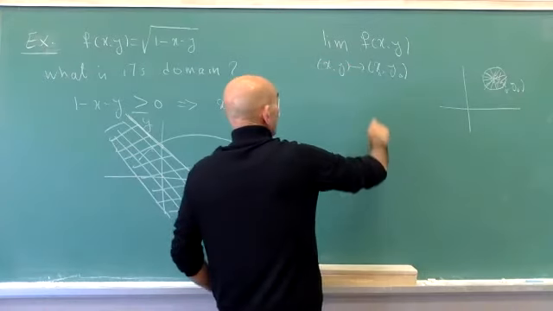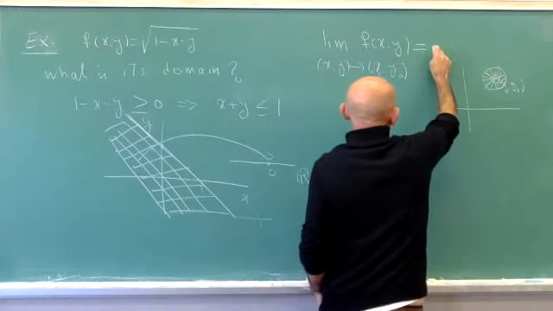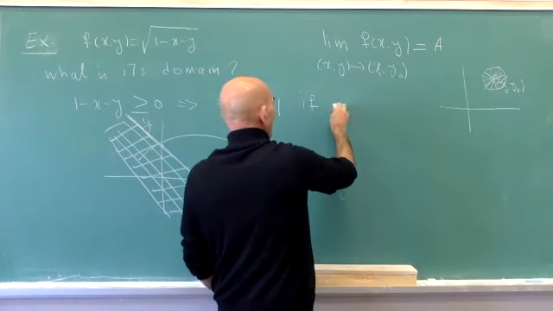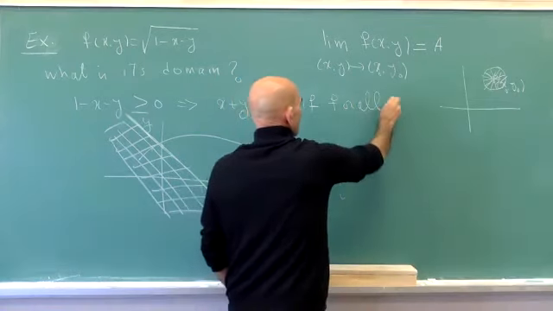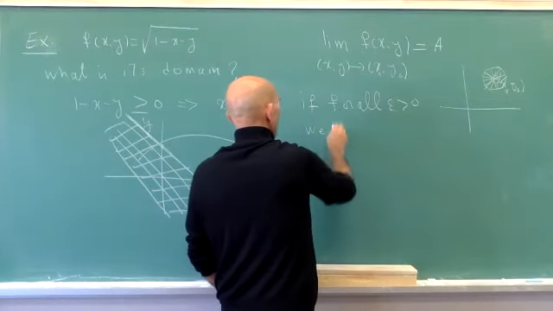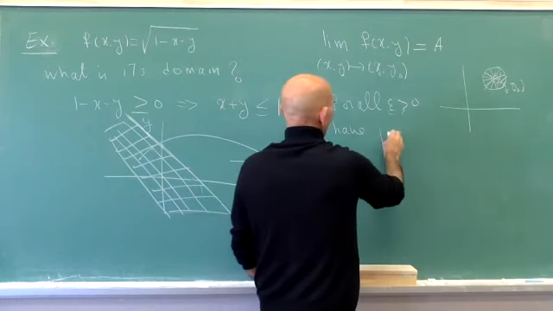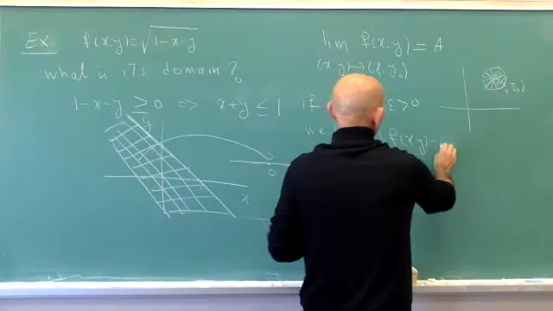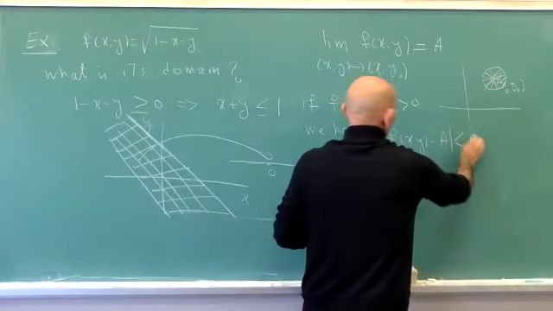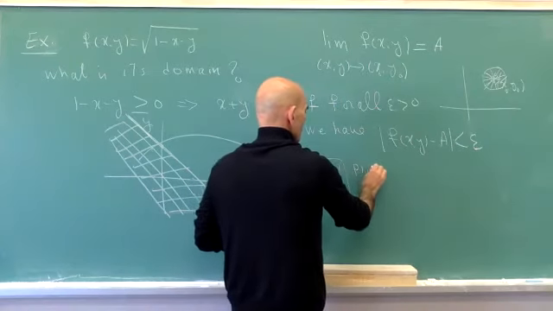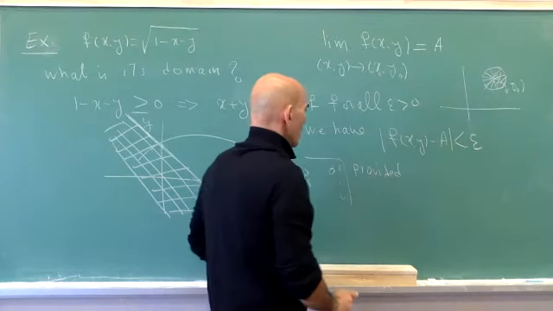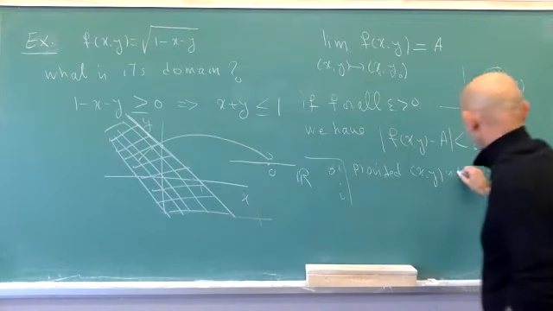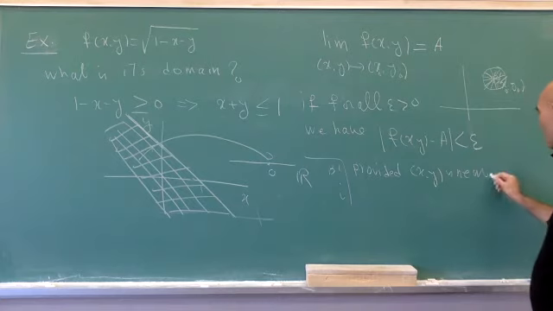So we say this is equal to A if for all epsilon positive, we have the absolute value of f of (x, y) minus A is less than epsilon, provided (x, y) is near (x0, y0).